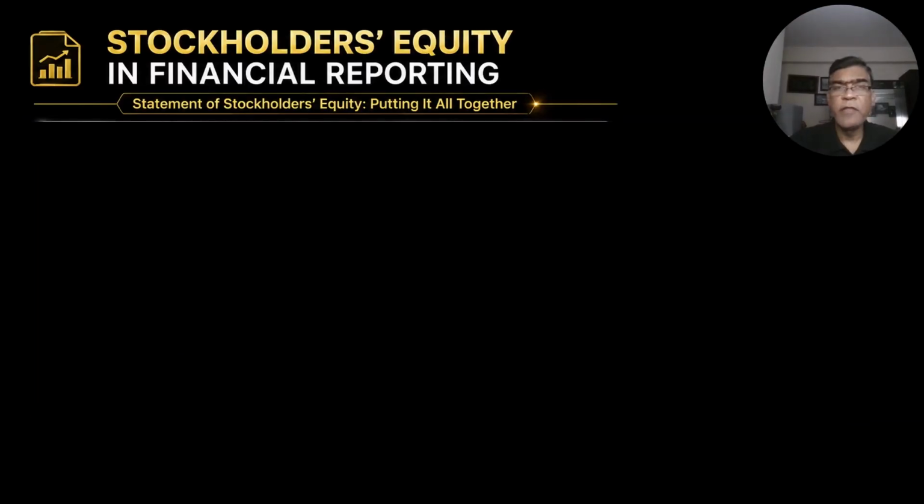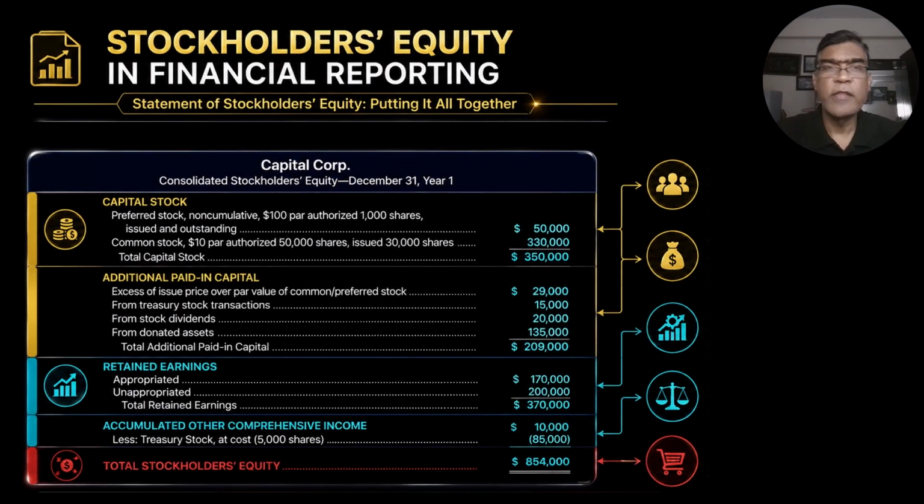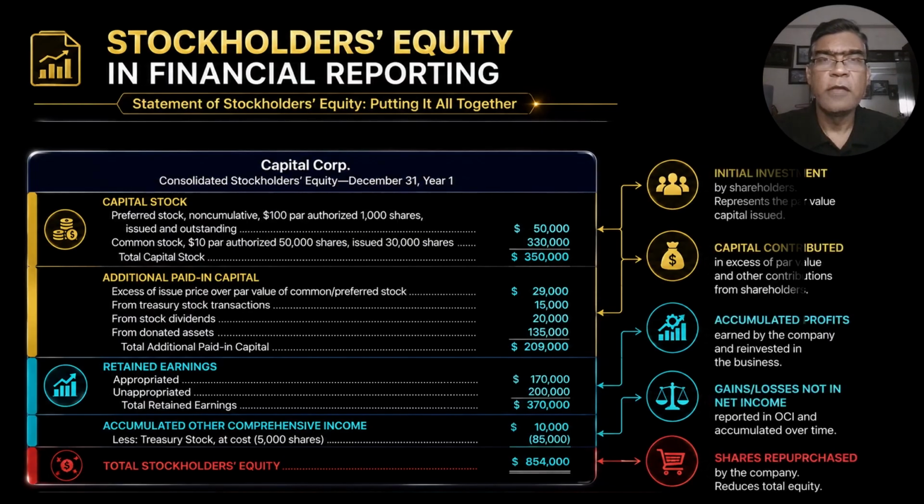Here's how everything we have discussed comes together in financial reporting. This consolidated statement for Capital Corp shows the five building blocks of stockholders' equity. At the top, we see capital stock, the par value of shares issued, representing the initial investment. Next, additional paid-in capital, the overflow beyond par, plus other shareholder contributions. Then retained earnings, profits accumulated and reinvested.